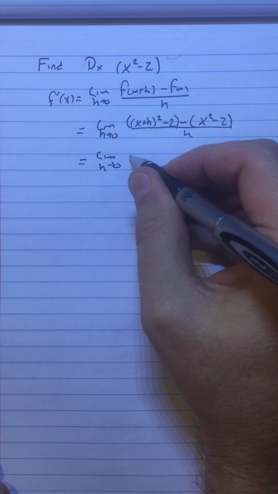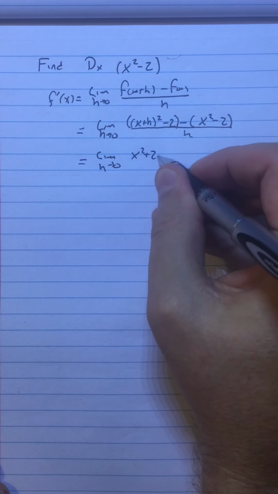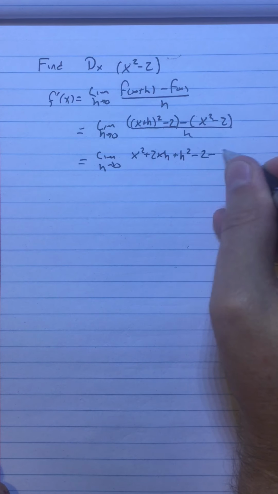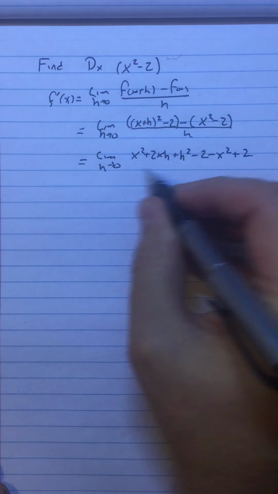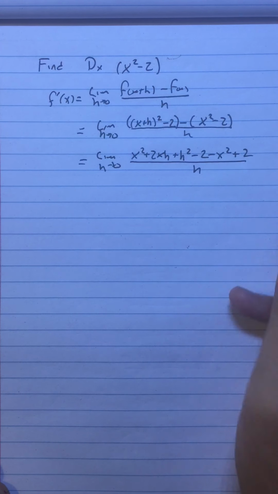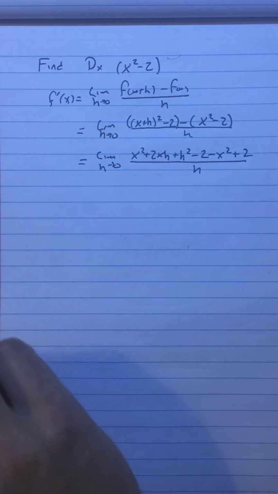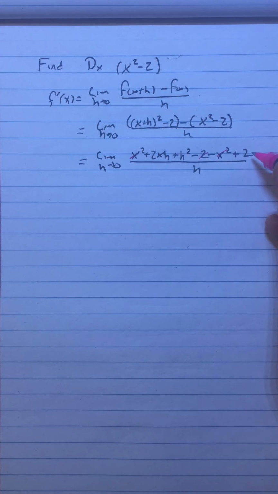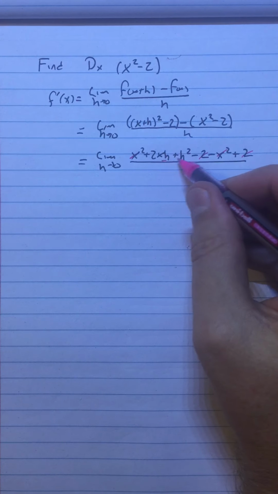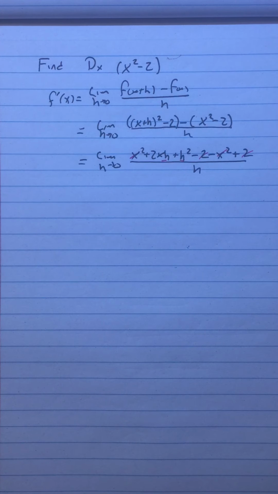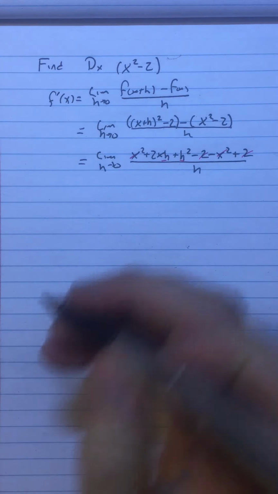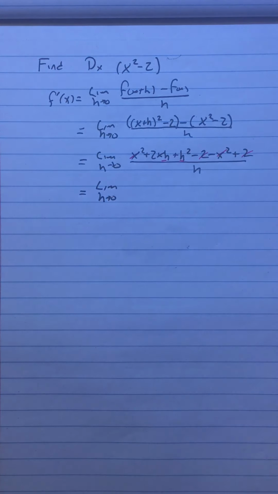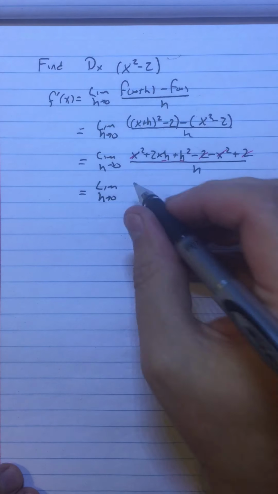Now we just expand everything out. So I got x squared plus 2xh plus h squared minus 2 minus x squared plus 2 over h. Look how by a miracle, both the x squareds and the 2's cancel out, leaving me with only terms that contain h. That will happen every time. In fact, for a polynomial, it has to happen. And that is going to be the simplification that we'll ultimately be able to take advantage of.